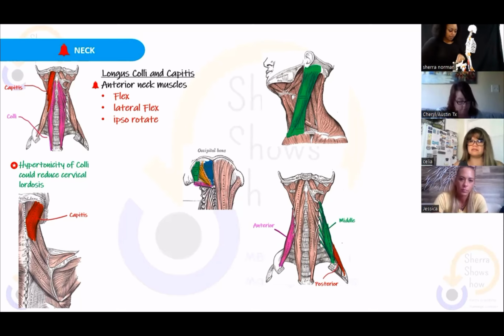That's what that question meant by your client. It says hypertonicity of what muscle? Longus colli, okay, was the answer. It can reduce cervical lordosis, okay? Tight front of neck muscles can pull the curve out of your neck and you get a straight neck.